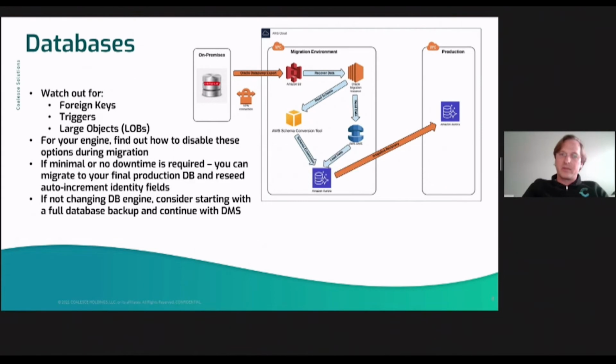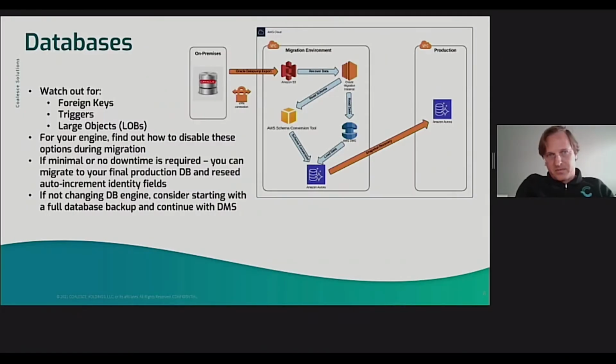For minimal or no downtime in your migration, you can consider pointing your Database Migration Service to migrate to your to-be production server. Like for example, in this flow chart right here, you're using DMS to point to a staging server, which is then recovered to a production server that ends up being your final product. If you must have no downtime, you can actually point your Database Migration Service to the production, and you could reseed your auto increment fields. So let's say that you insert on average 10,000 records a day, you could reseed it by 1 million.